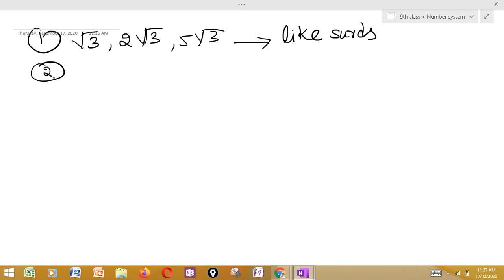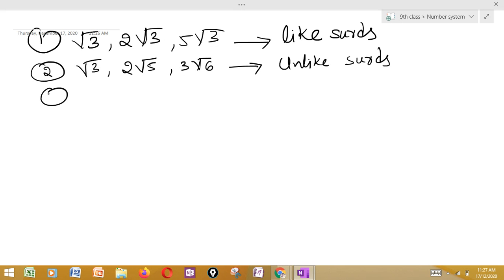Okay, now let me take one more example: root 3, 2 root of 5 and 3 root of 6. Whether they are like or unlike? Unlike surds. Why are they unlike surds? Because the order and radicands are different. Very good.